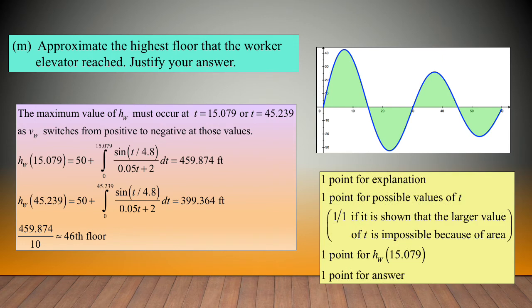This is a 4-point problem. We need 1 point for the explanation, 1 point for the possible values of t, and if it is shown that the larger value of t is impossible because of area, as mentioned in the solution, then credit is given. 1 point for finding h of 15.079, and then 1 point for the final answer in terms of the floor.